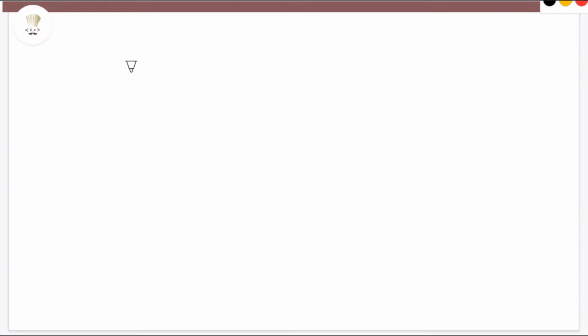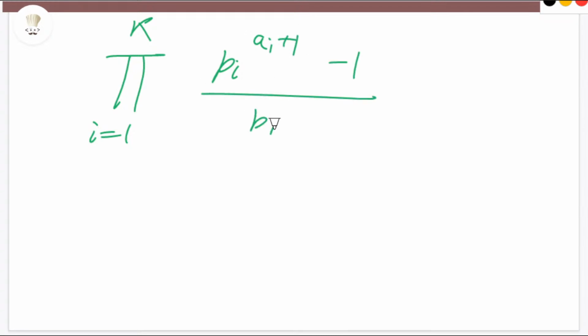the product of i equal to 1 to k of (pi to the power ai plus 1, minus 1) by (pi minus 1). This term is just the geometric summation formula. If you have a geometric series and you add that geometric series with itself, what is the summation formula?